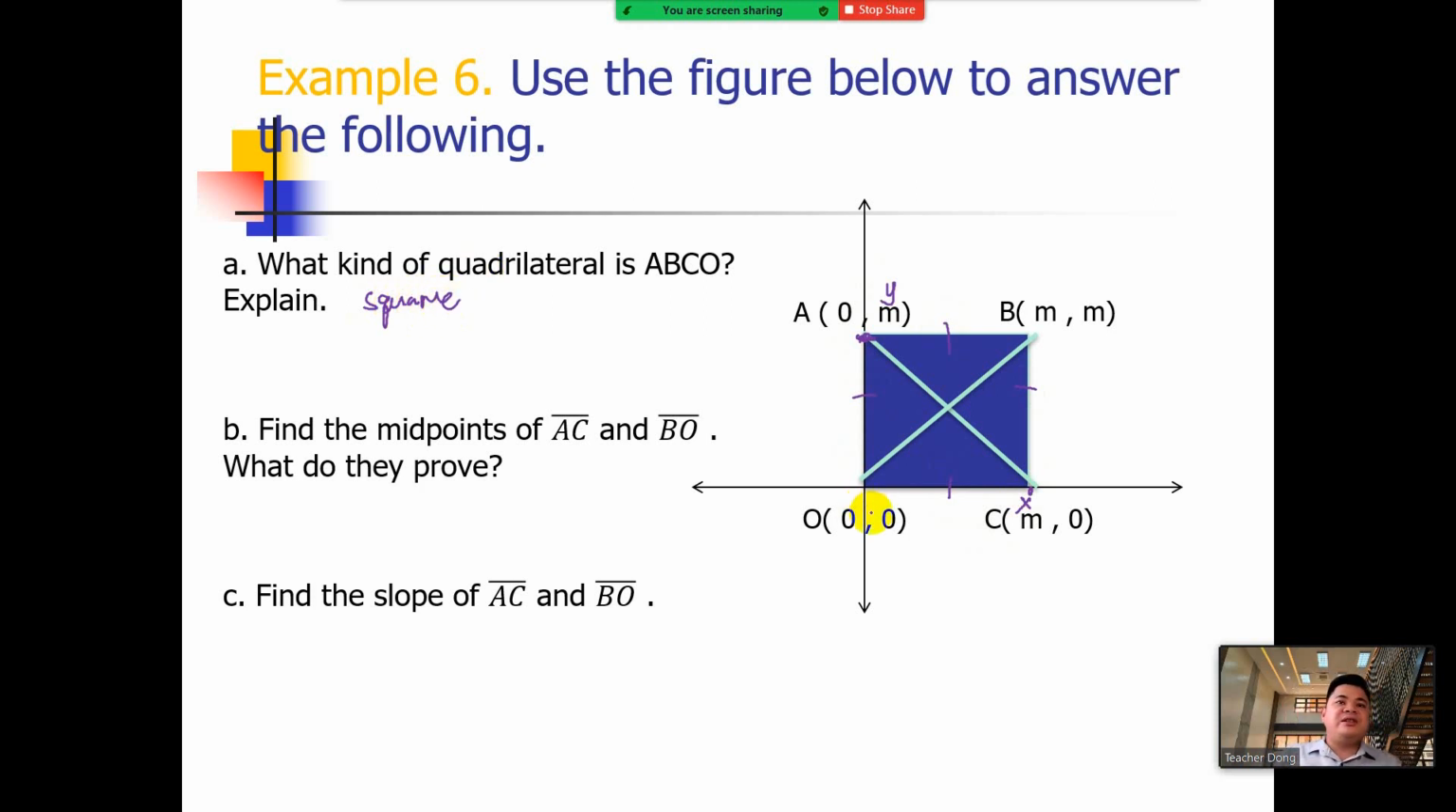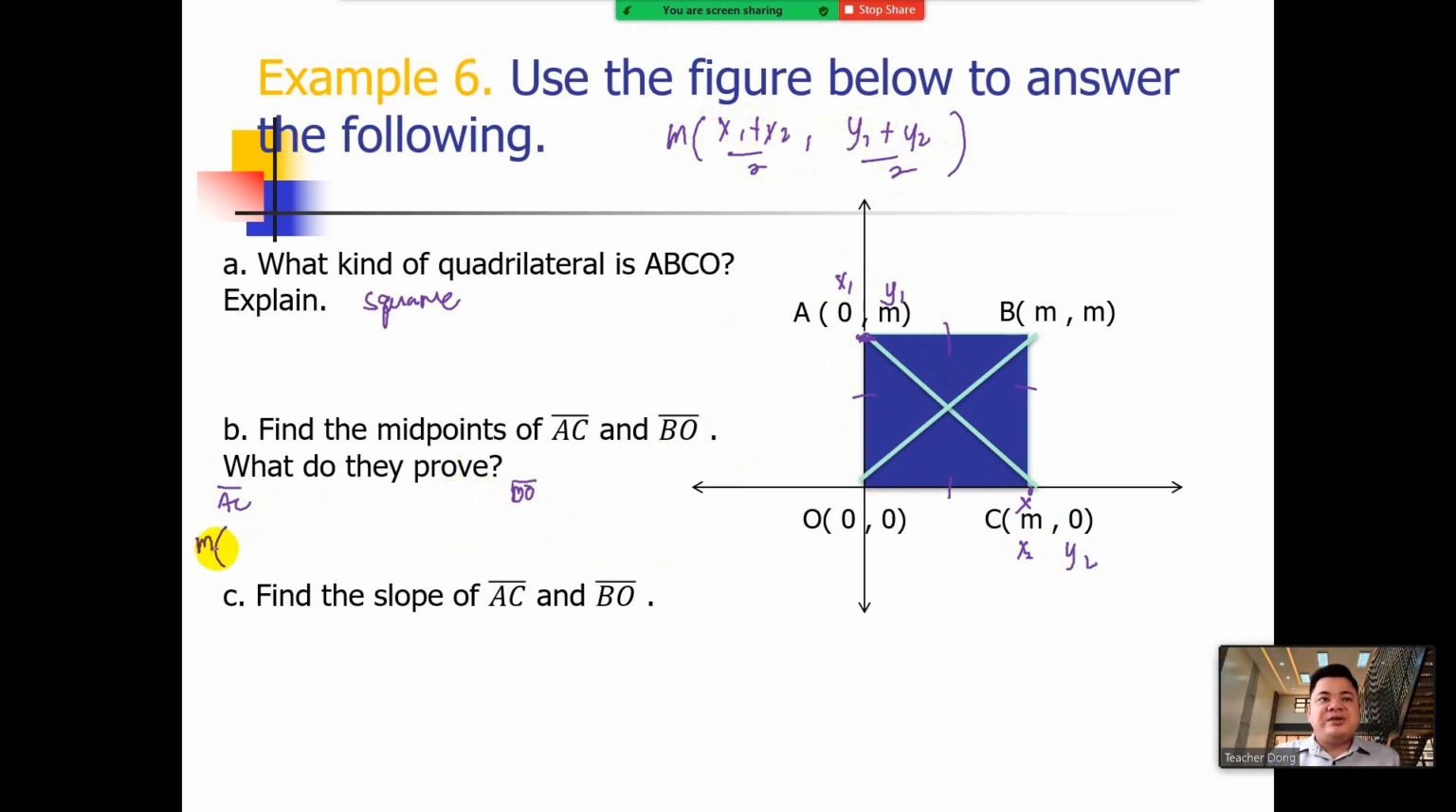Now for letter B, find the midpoints of AC and segment BO. What do they prove? Okay, so first we will find the midpoint of AC and then we will also find the midpoint of BO. So for the midpoint of AC, mark them. This is x sub 1, this is y sub 1, this is x sub 2, y sub 2. Okay, what is the midpoint formula? The midpoint formula is x sub 1 plus x sub 2 over 2, and then y sub 1 plus y sub 2 over 2. Right?